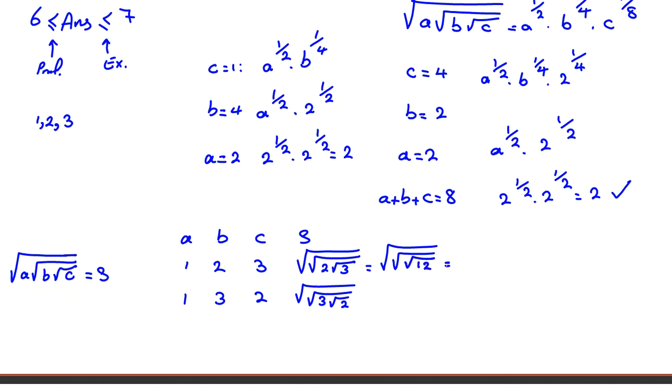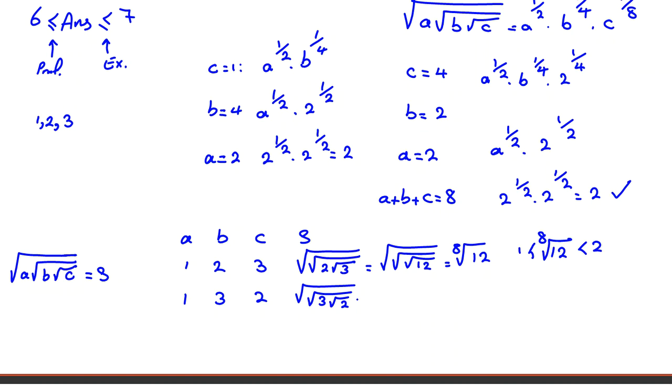It will be 12. It will be 8th root of 12, which is not an integer because 12 is not an integer to the power of 8, because 1 to the 8 is 1, 2 to the 8 is 256. So this one will be between 1 and 2.